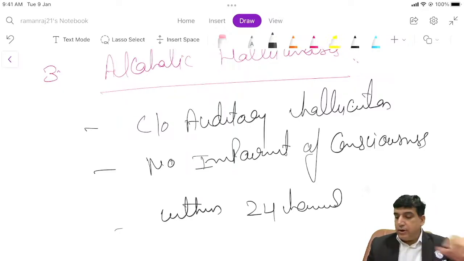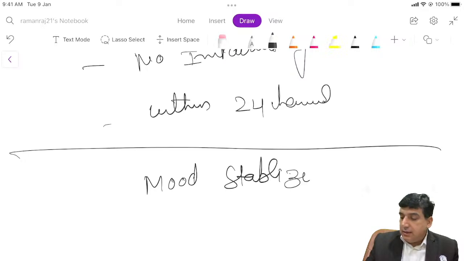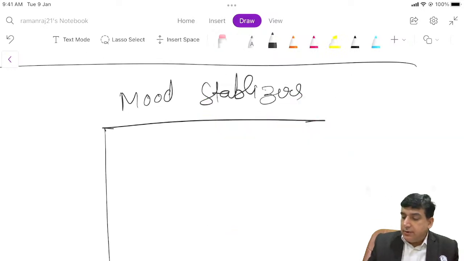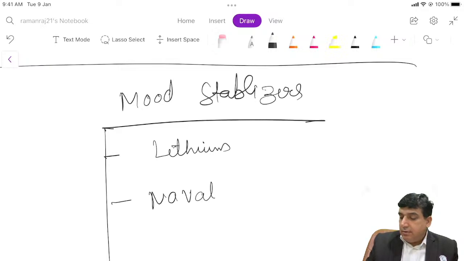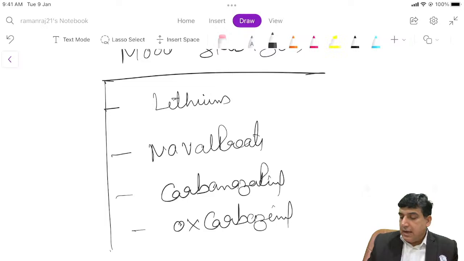That's a very important MCQ. Basically, we have mood stabilizers which we use in bipolar disorder. What all mood stabilizers do we have, students? We have lithium, sodium valproate, carbamazepine, oxcarbazepine, and lamotrigine.